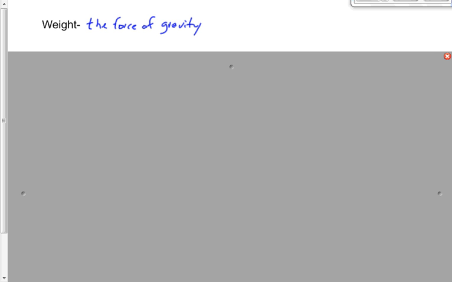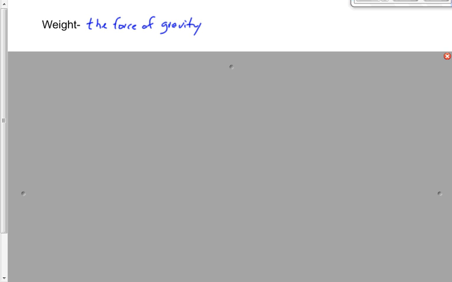But your weight, the force of gravity that acts on you, does change because the Earth causes different gravity than Mars does. The Earth causes different gravity than the Moon does. Your weight, or the force of gravity that acts on you, depends upon where you are. Depends upon the object that's producing the gravity.